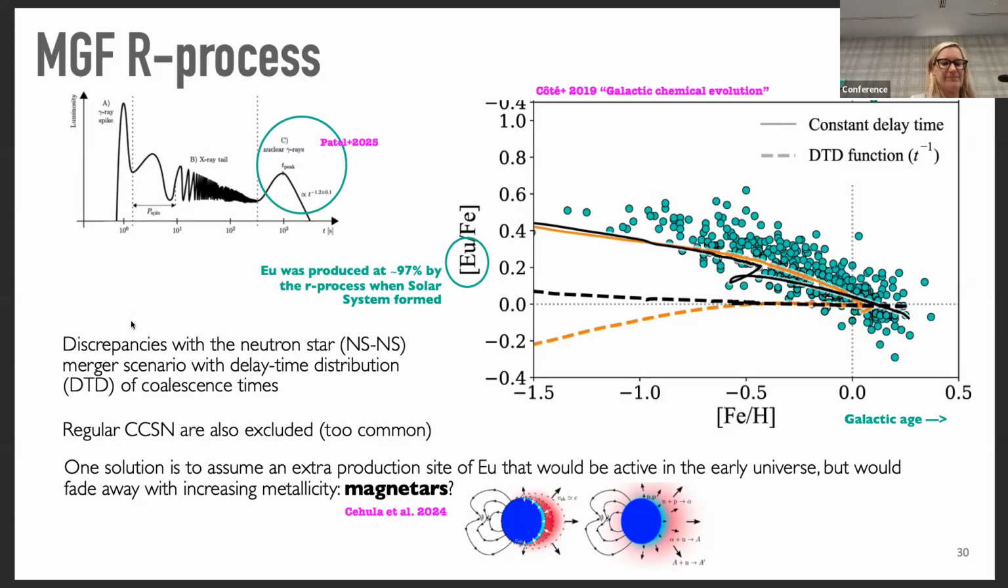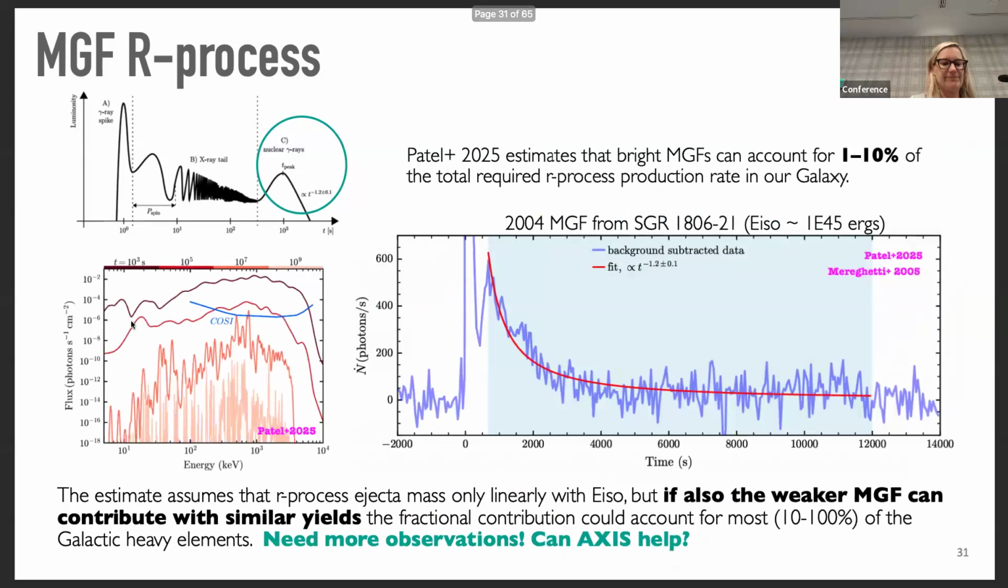There was a recent paper in 2024 with the modeling on how magnetar giant flares could produce heavy elements. And the nice realization that was also recent is that we already detected that. It was already present in the data from the 2004 magnetar giant flare, and that decaying tail is the characteristic time decay from r-processes. They made a study on that, and the conclusion is that magnetar giant flares, accounting for the brightest ones, can explain 1 to 10% of the total required r-processes in our galaxy.